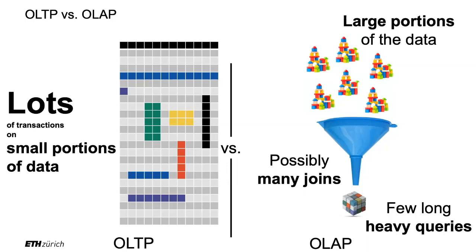Okay, and again, I'm continuing to contrast, so hopefully it's becoming clear. In OLTP, we have a lot of transactions on small portions of data. It's your million customers visiting your website and placing orders. In OLAP, it's the opposite. We are looking at very large portions of the data, many, many joins all over the place, right? Possibly pre-computed, of course, but it's join heavy. And it's a few long, heavy queries with the goal to build these fancy charts for the CFO.